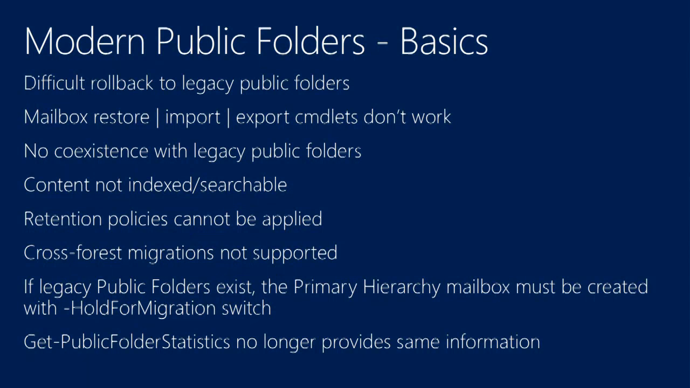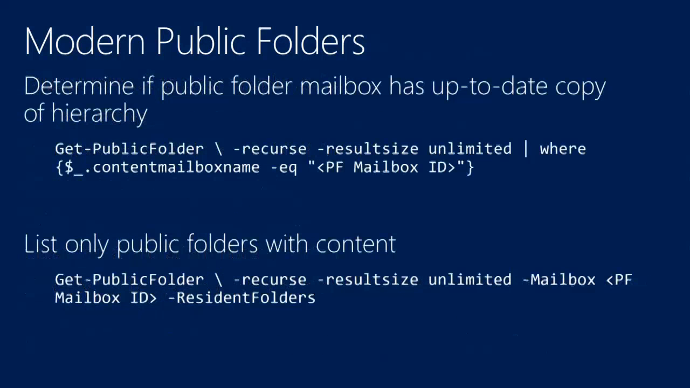Now, here's some quick PowerShell one-liners to show you how to get information about public folders. You can see, for instance, which public folder has up-to-date copies of the hierarchy. Hopefully all of them should, but that first one will show you too. If you want to see which public folders have content, you can just use that second one, and that will show you only the public folders that have content in them. Any other public folder that doesn't show up would be empty, and if you wanted to, you could just delete it from the system at that point.